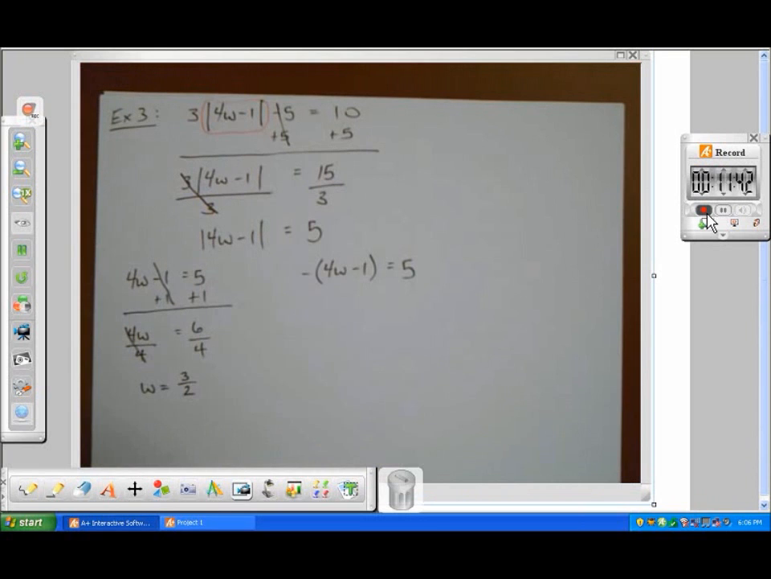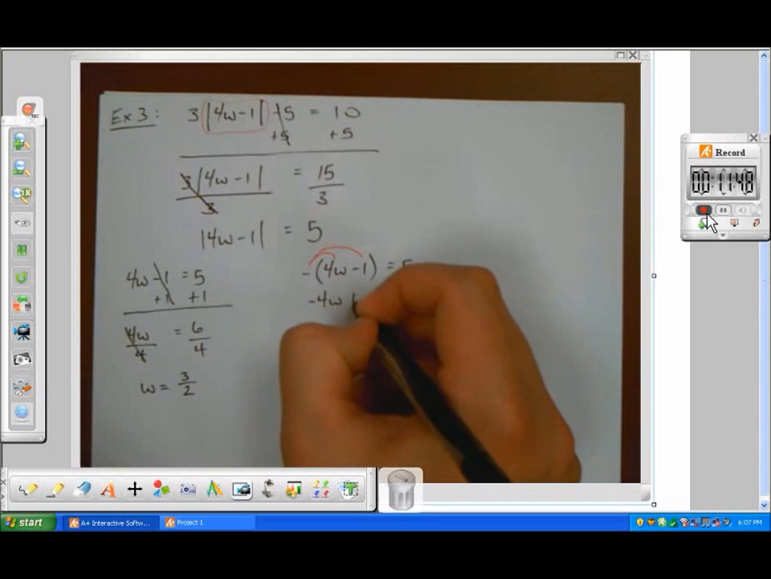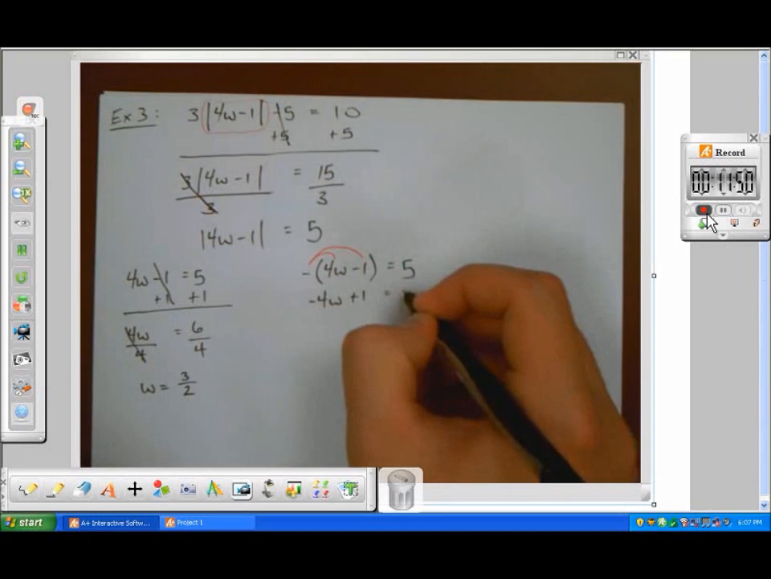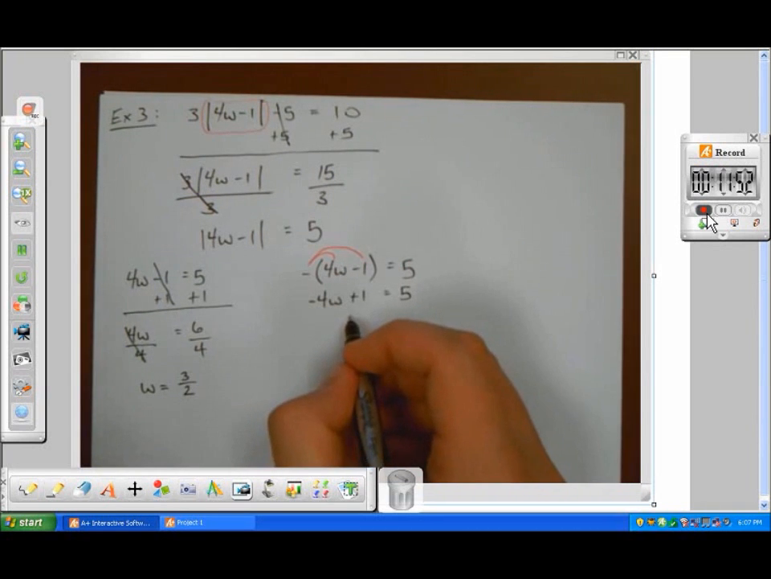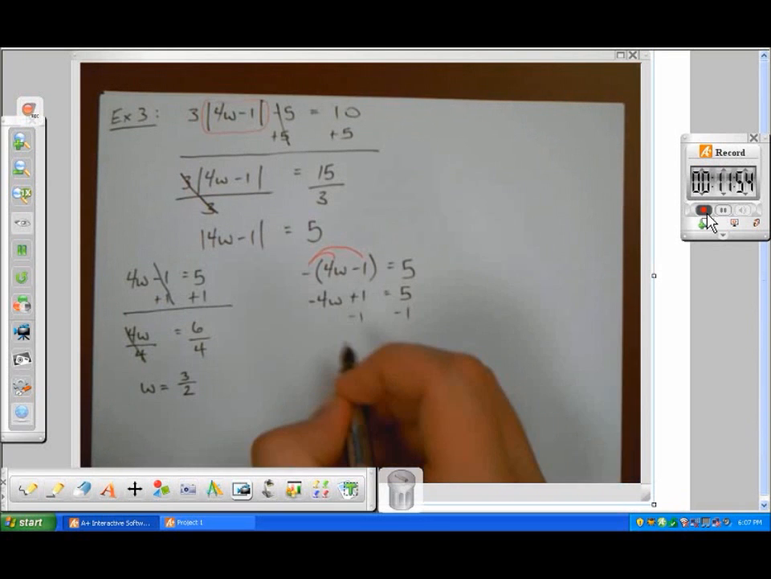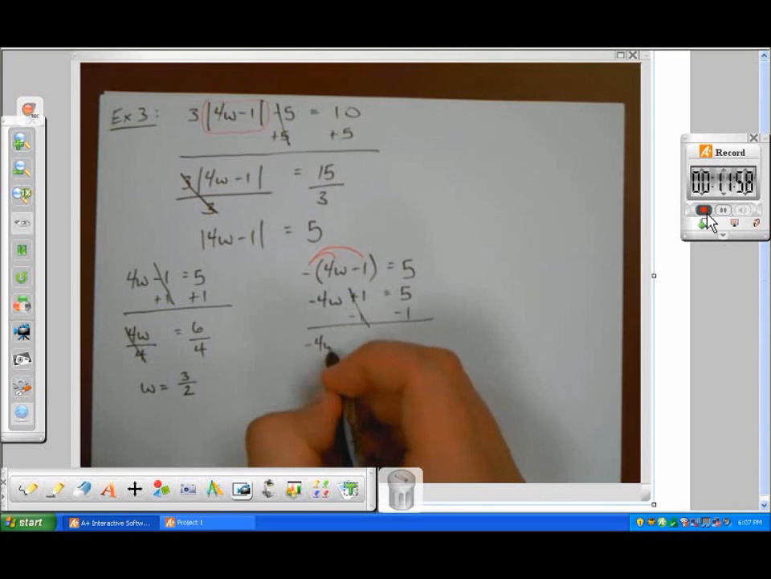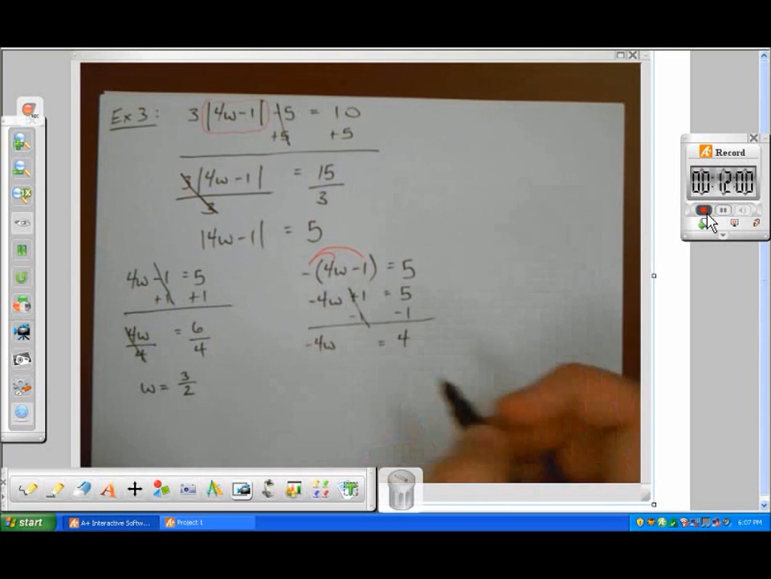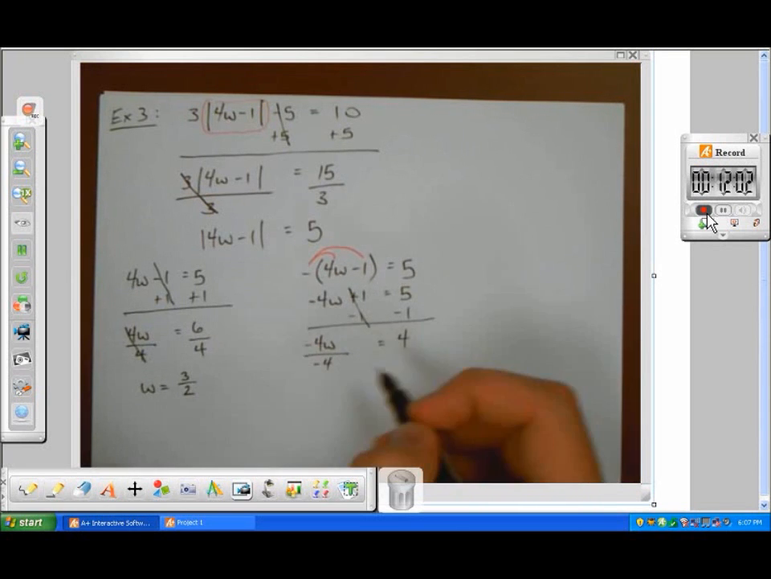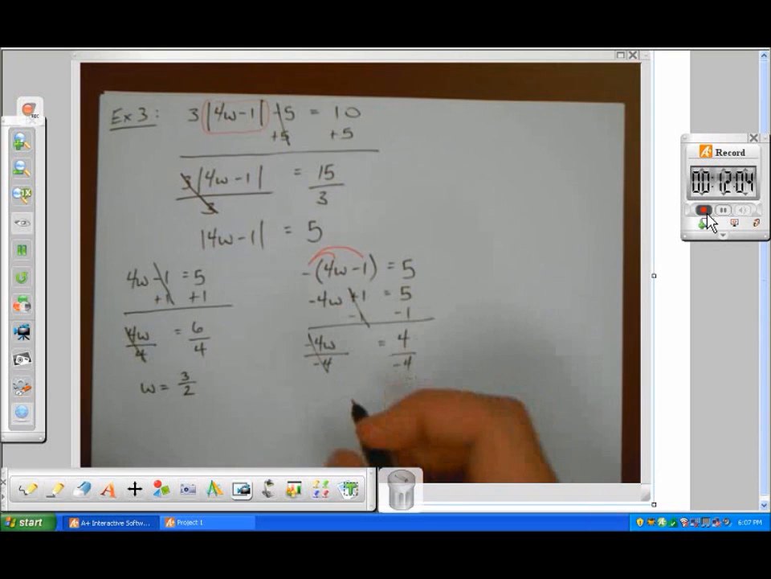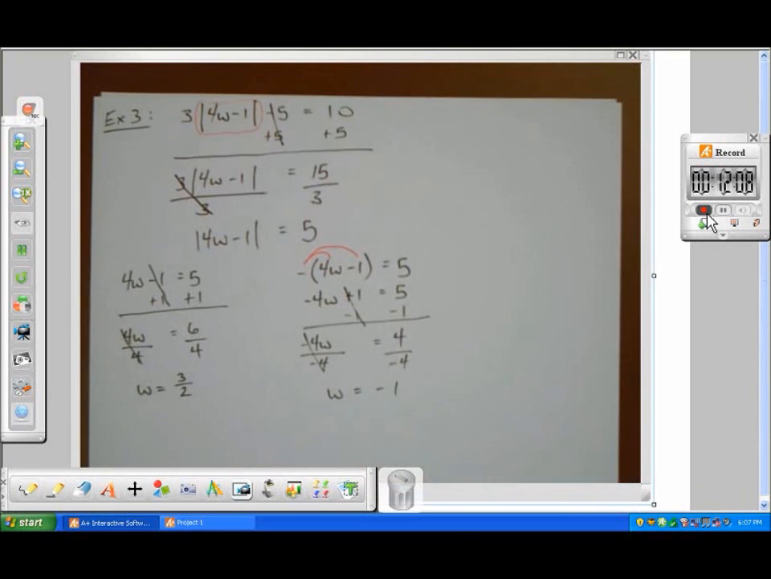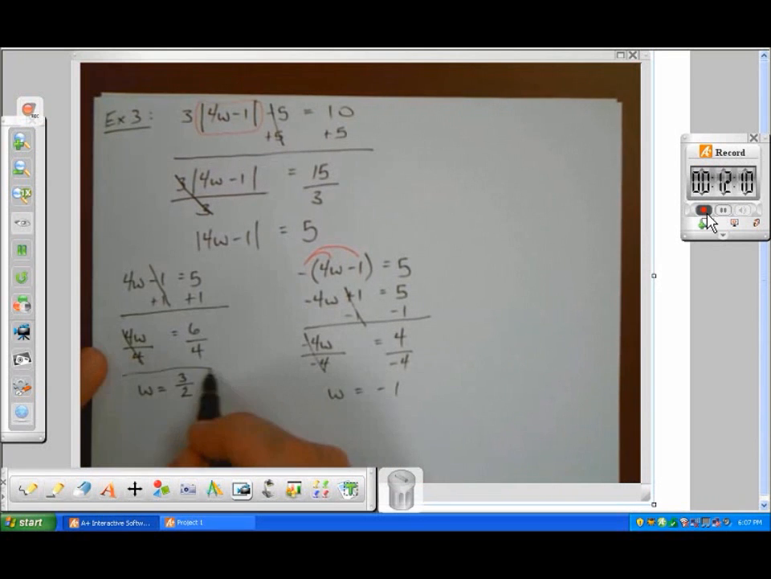Now it's time for the one on the right, the negative possibility. Negative 4w plus 1 equals 5. Minus 1, minus 1. Cancel out. And then finally divide by negative 4, divide by negative 4. These cancel out. W equals negative 1. So this is one way to write our answer.